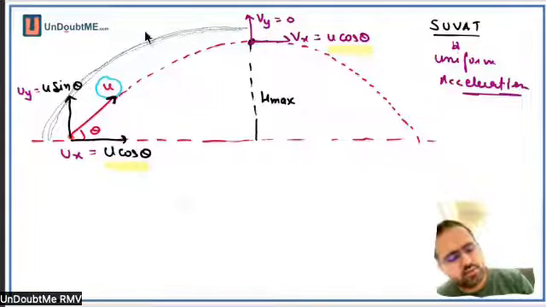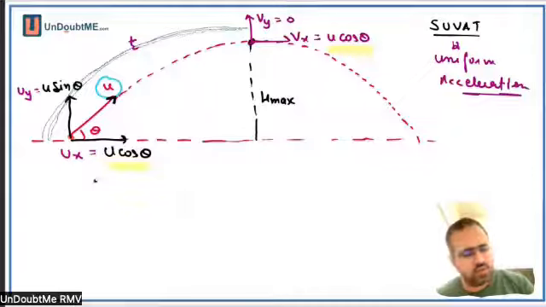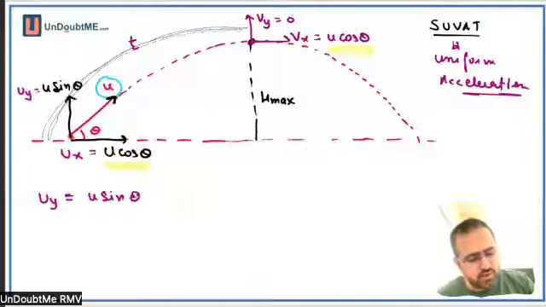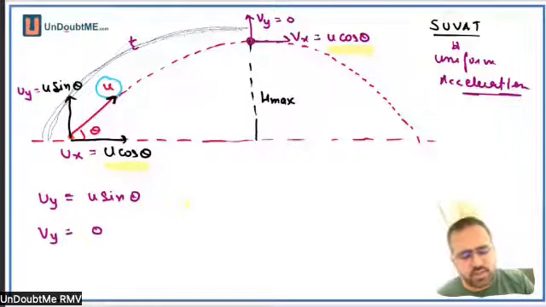So let us assume that the time is t over here. It is taking t time to reach the top. Let me write down all the things. My initial velocity is not ux, it will be uy because we are dealing in the vertical direction. That will be u sine theta. My final velocity vy will be 0. Final velocity means I'm talking about this point. My time will be t.